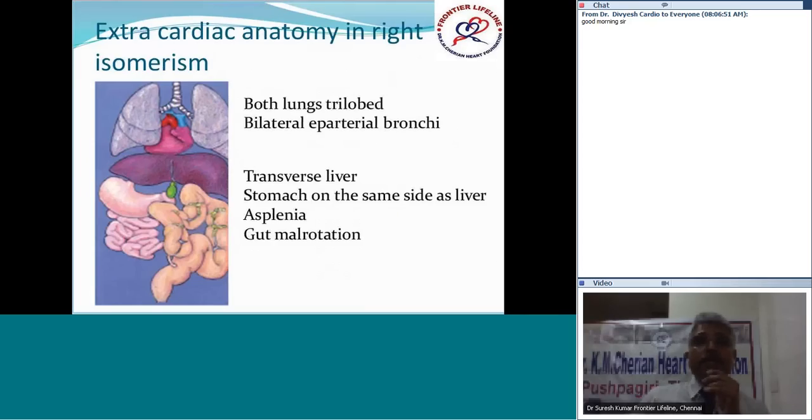And the extracardiac anatomy is also abnormal. Both the lungs are trilobed with bilateral epiarterial bronchi. We'll show this better as we go along. The liver is transverse. Stomach is on the same side as liver. There is asplenia and there is gut malrotation. There is a short mesentery and there is predisposition to volvulus. What you should realize is that whereas a full-blown case of right isomerism in the pathologic sense would have all these along with the right juxtaposition of the atrial appendages, in the given clinical case, you will find a combination of one or few. You may not find all of them, and it's not necessary to establish the diagnosis.